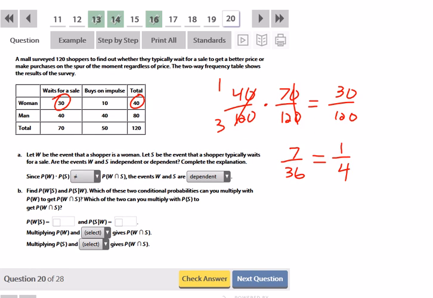Find the probability of W on the condition of S and S on the condition of W. Which of these two conditional probabilities can you multiply with the probability of W to get the probability of the intersection, and which of the two can you multiply with the probability of S to get it? Okay, fun. All right, so let's see this.